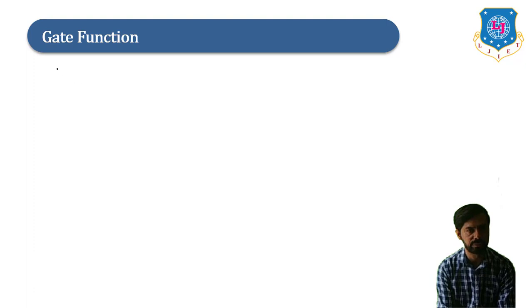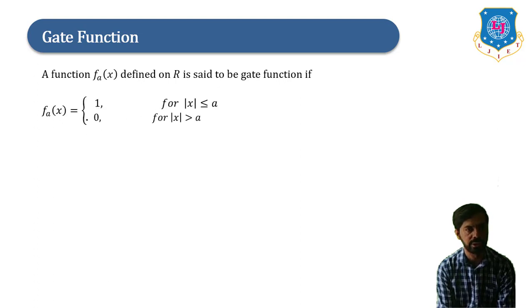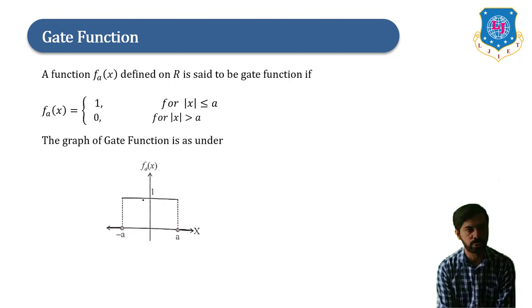Now we will discuss the next function, that is the gate function. A function f(x) defined on R is said to be a gate function if f(x) is equal to 1 for mod x less than or equal to a, and it is 0 for mod x greater than a. Now we will see the graph of the gate function. Here in this graph we can say that the value of the function is 1 for mod x less than a, because when mod x is less than a, then x will vary from minus a to a. So from minus a to a the value of the function is 1, and for the rest of the values of x the function is 0.